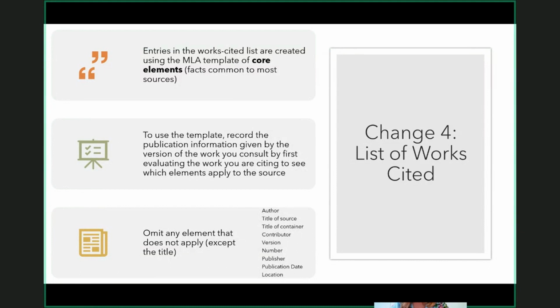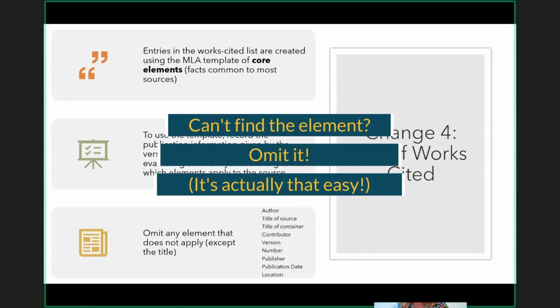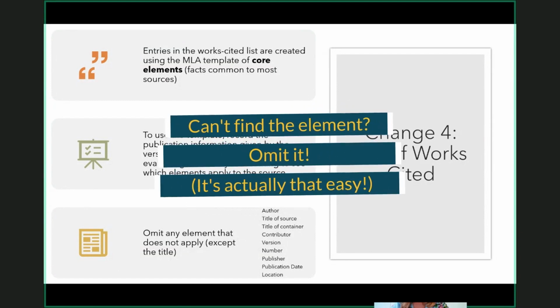The last change I'd like to focus on here is in reference to the Works Cited page. Entries in the Works Cited list are created using the MLA template of core elements. The core elements refer to facts that are common to most sources. Consult the work or resource that you are using and find all relevant information to include in your Works Cited list. If any of the core elements do not apply or you can't find them, simply omit them.